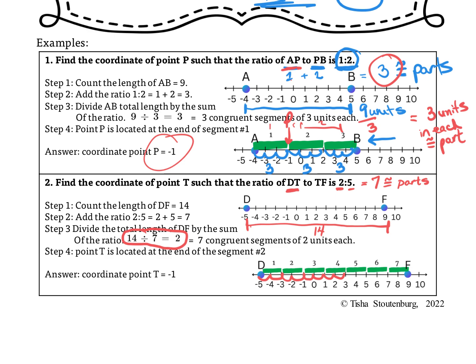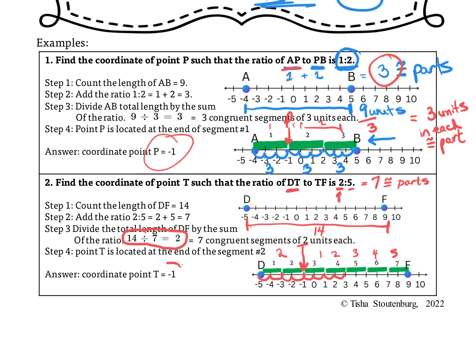So now, remember point T, I wanted 2 pieces to the left of point T. So T would go at the end of my 2 spots, my 2 congruent pieces. And then, these are my 2, and over here is my 1, 2, 3, 4, 5 pieces. So there's my 2 to 5. So D to T has 2 pieces, T to F has 5 pieces.